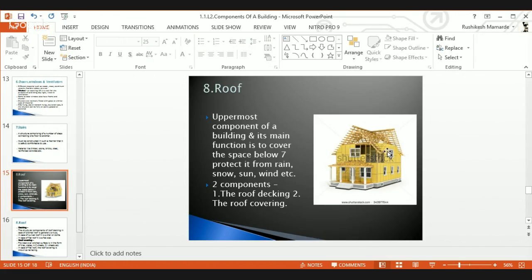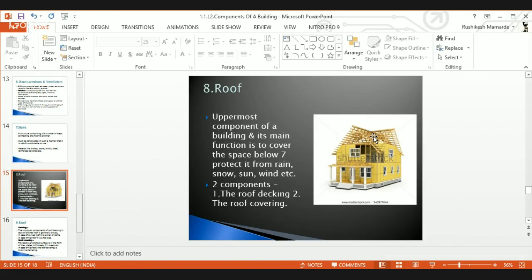So basically, a roof consists of two main components, that is roof decking and roof covering. Here you can see the structure is made out of wooden blocks. The structure made out of wooden blocks is called decking, and above that a roof covering will be fixed. That is nothing but the roof covering. I think it is pretty much clear to you after seeing this picture what roof covering and roof decking are.